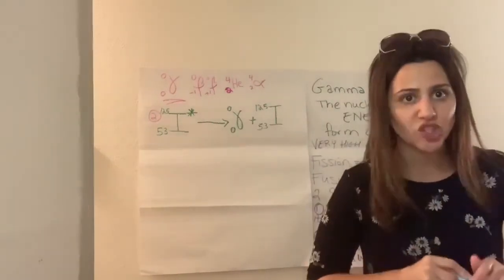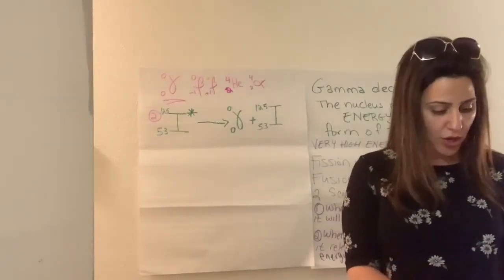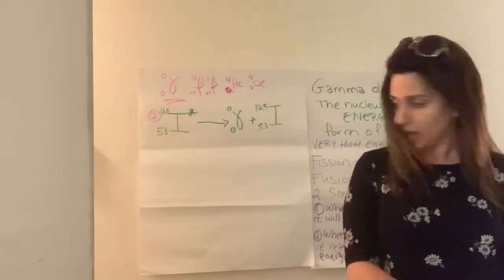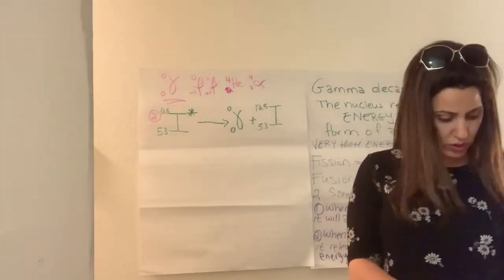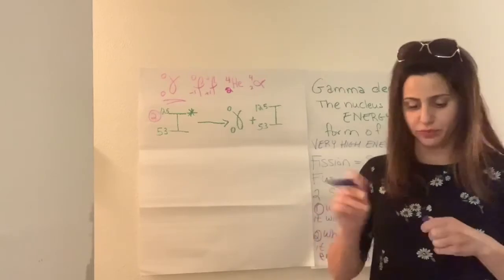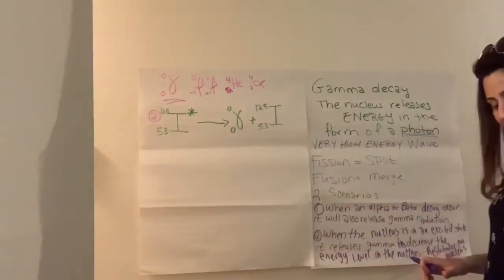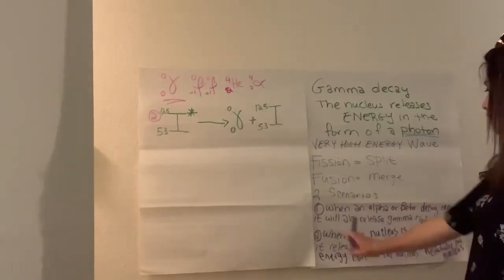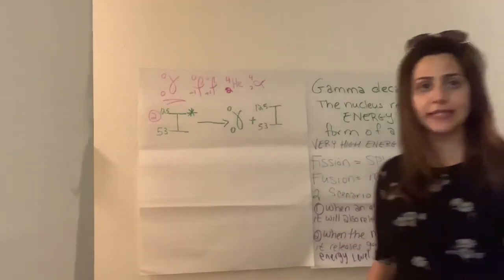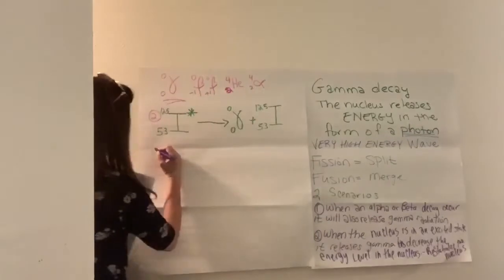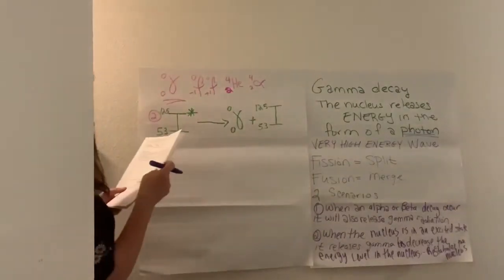Let's write the equation for scenario number 1. Let's go to purple, okay? So in scenario number 1, it's when I have either alpha or beta decay occurring, and gamma decay will occur simultaneously with the alpha or beta decay. So scenario number 1, let's write an example.